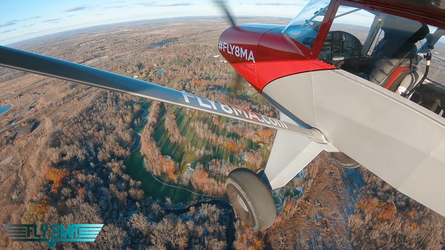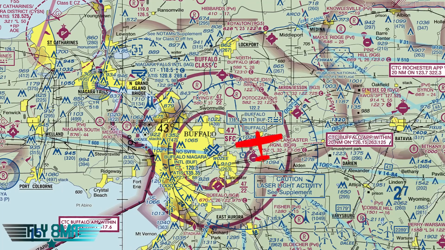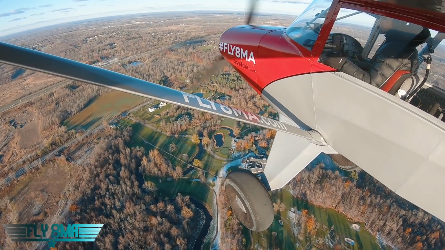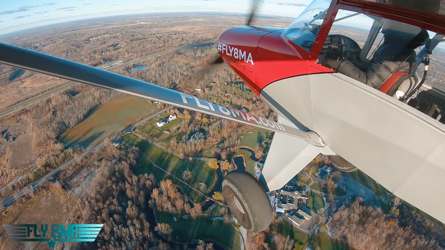Alright, so we've departed Buffalo Lancaster Airport. We are underneath the Class Charlie shelf right now. We're going to go ahead and call up Buffalo Approach to start with. 126.15 is the current frequency they're using for this area. We'll go ahead and call them up, let them know we're underneath the Class Charlie airspace, and we'd like to go ahead and fly over the falls today.